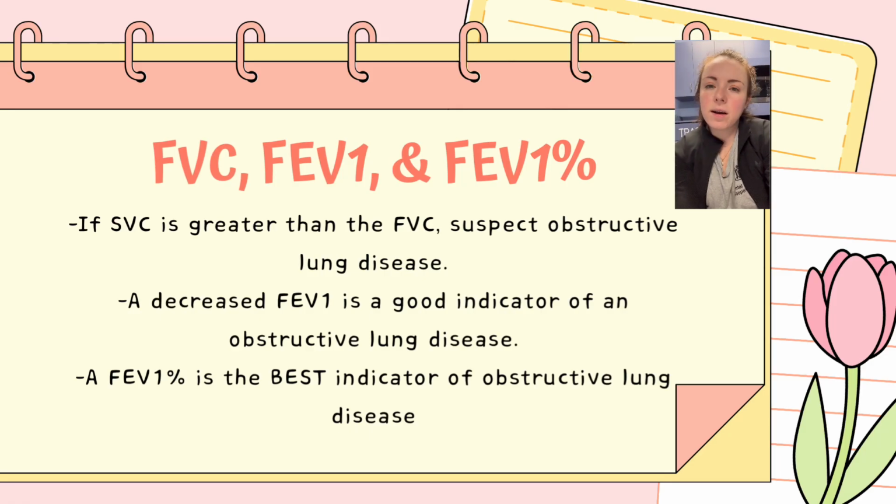Okay, so to start off, let's review. From the last video, we talked about FVC, FEV1, and FEV1%. If our slow vital capacity is greater than our forced vital capacity, we want to suspect obstructive lung disease. A decreased FEV1 is a good indicator of an obstructive lung disease, and an FEV1% is the best indicator of an obstructive lung disease.